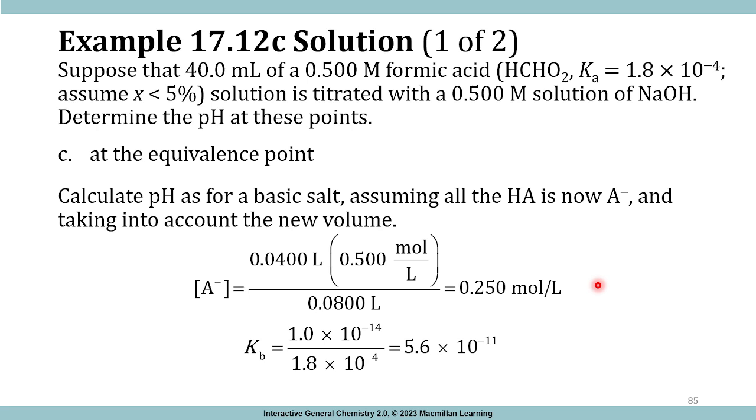So the next part I need to do is get a Kb. How do I get a Kb again? I'm going to take the Kw, 10 to the negative 14, divide it by the Ka, don't I? That gives me my Kb.